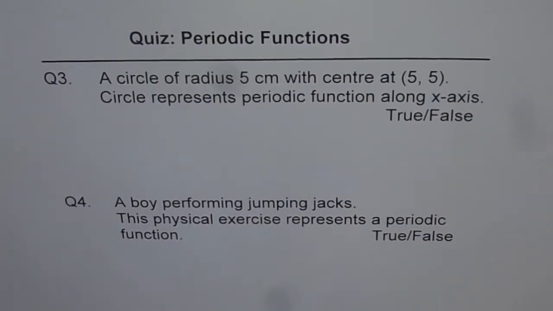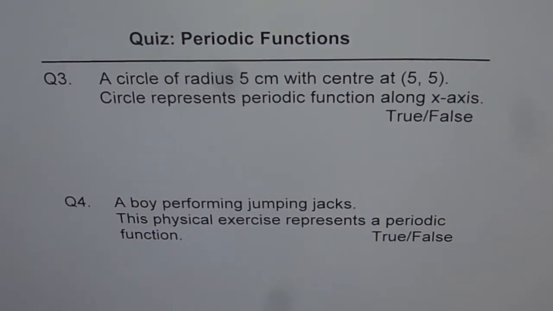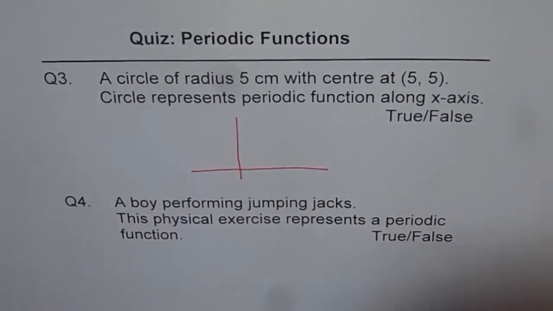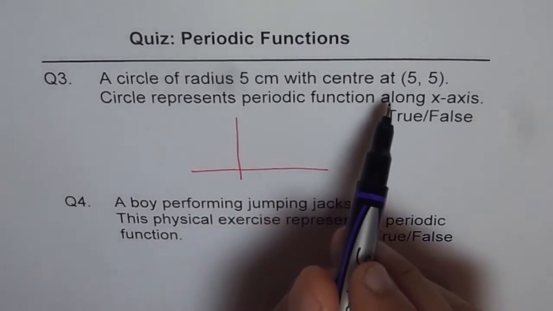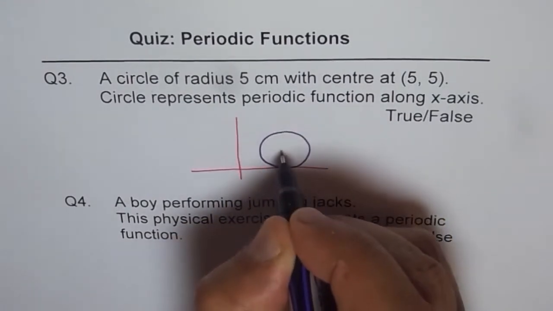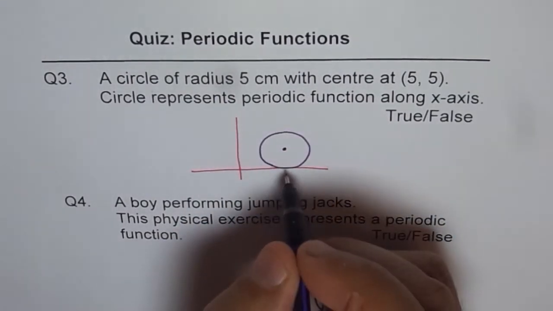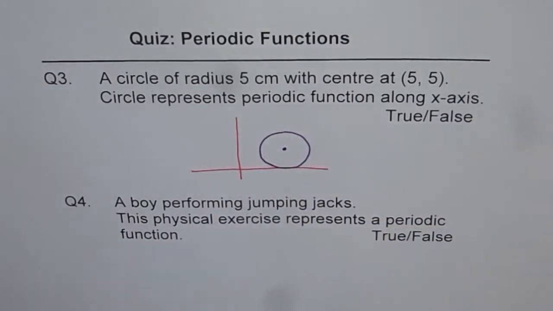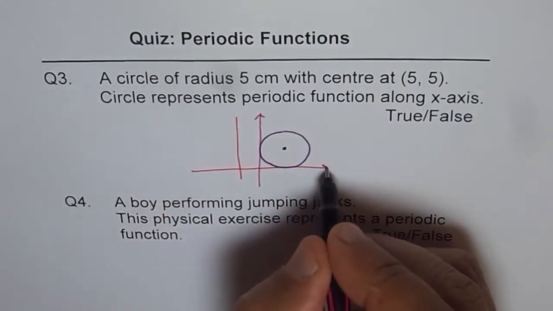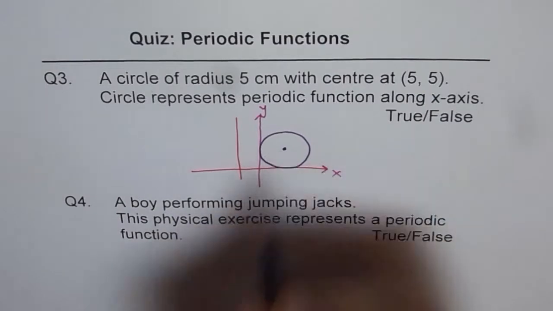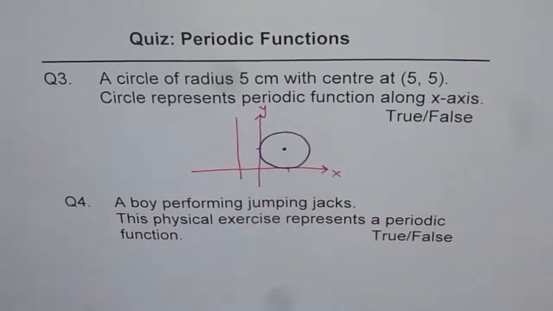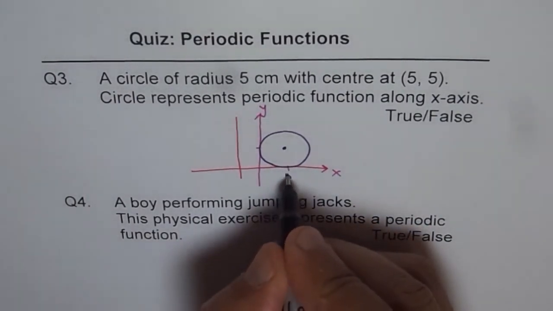Well, question number 3, let's try to see what it represents. So let me draw coordinate axis here, right? So this is xy plane, and we have a circle of radius 5 cm with center at 5, 5. That means 5, 5 should have been touching here also. Let me change the scale now. Okay, so that becomes my y-axis. Okay, so this is my x-axis. Since the radius is 5, it will touch both the axes at 5, 5. Correct? So that is how our circle is going to look.